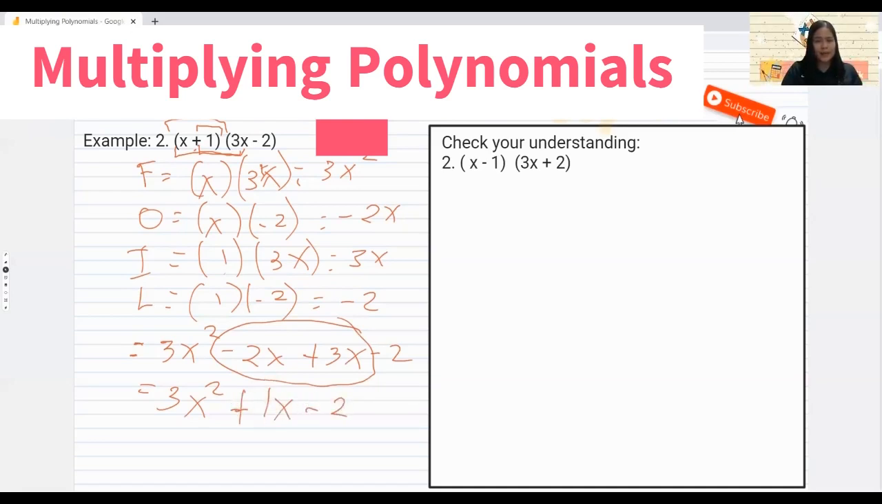Since we cannot combine 3x squared, 1x, and negative 2, that will be the simplified answer, or the final answer. Then I'm going to highlight it or box it.